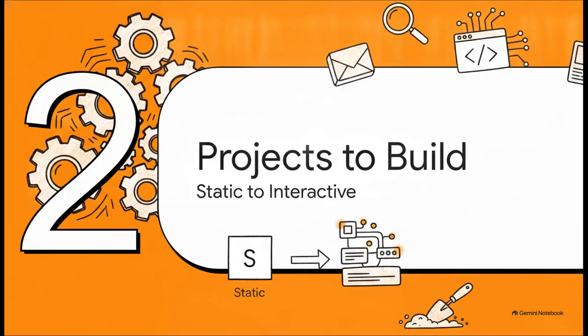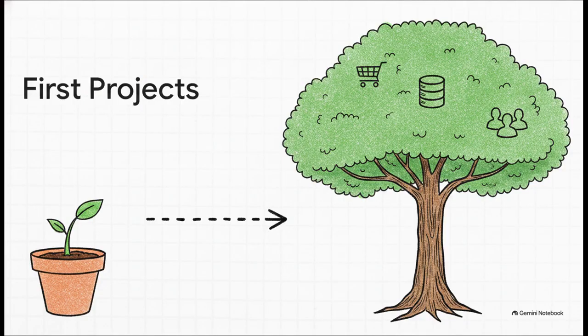the live web. Section 2, projects to build first, from static to interactive. Now, the absolute best way to learn these 4 steps isn't by just reading about them. You've got to execute actual projects. You have to get your hands dirty. The progression here is totally key.